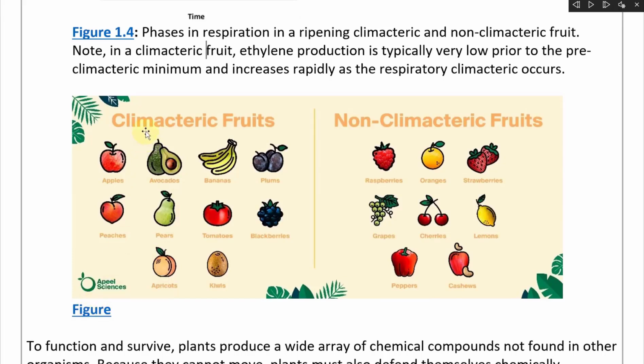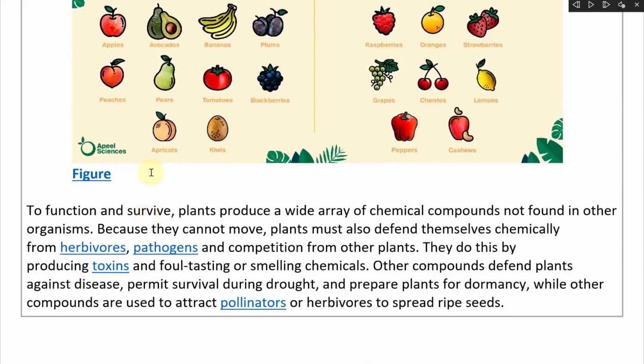From blog.appealsciences.com: climacteric fruits include apples, avocados, bananas, plums, peaches, pears, tomatoes, blackberries, apricots, and kiwis. Non-climacteric fruits include raspberries, oranges, strawberries, grapes, cherries, lemons, peppers, cashews, etc. These you want to pick ripe, while these you could pick unripe, and they'll ripen on their own, which is quite interesting.